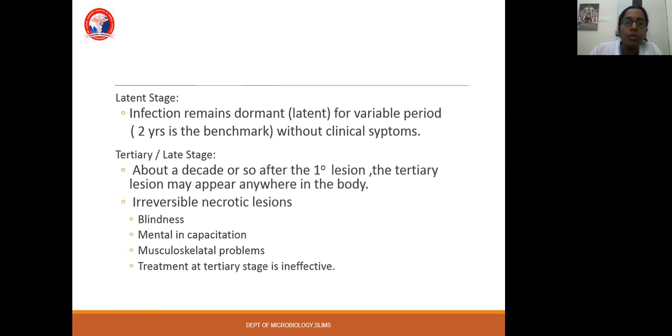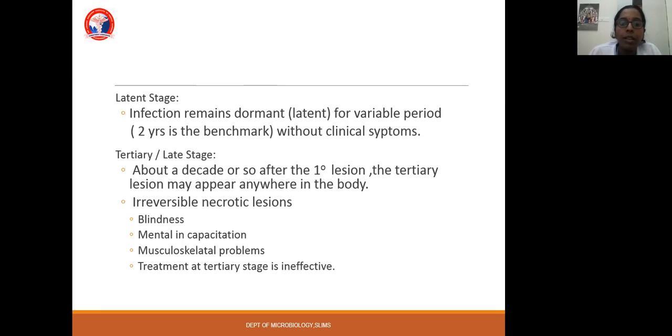So in the latent stage, it's a dormant stage, so there will not be many clinical symptoms here. It will take some years, at least 2 years. And the tertiary stage is the last stage of syphilis, where it can take up to a decade or so after the primary lesions. Here you can find necrotic lesions sometimes, which are irreversible, and then blindness can be seen.